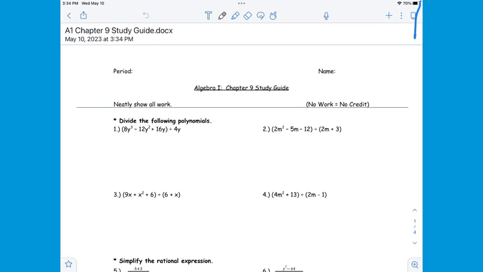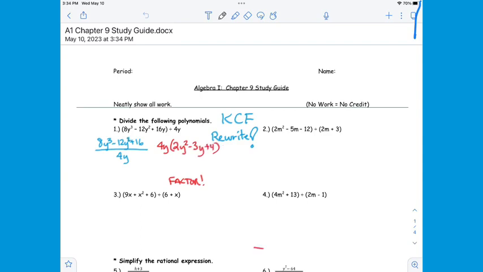Number 1, it says divide the following polynomials. Problems 1 through 4 are just making sure that you understand that every division problem is actually a fraction. So we could keep, change, flip, and then we just need to rewrite them in fraction form. Now, if we can simplify, we should. I factor out a GCF to see if they have anything that they can reduce by. It turns out that the denominator is also the greatest common factor in the top polynomial, so they can cancel out, and my answer is just 2y squared minus 3y plus 4.